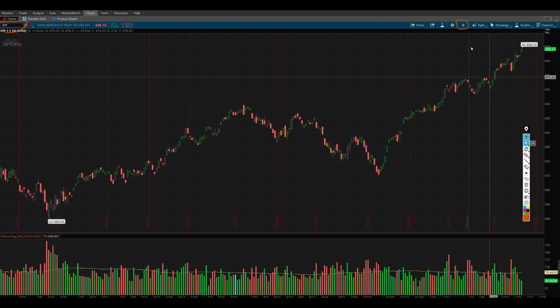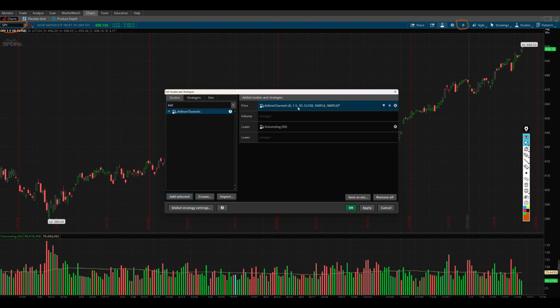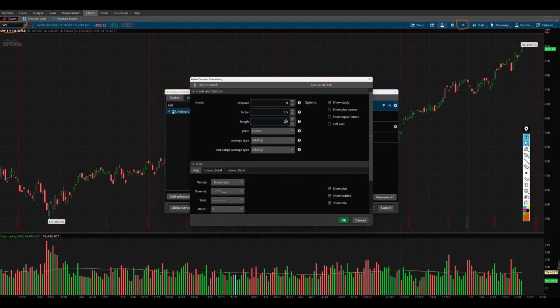The Keltner channel by default has 1.5 standard deviation, and this is a 20-day simple moving average. We are going to make it 200-day, with a 1.5 factor, that's the default one. Average type is simple. True range average is simple.